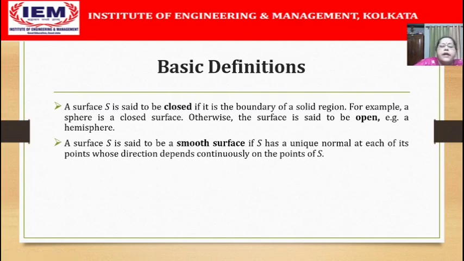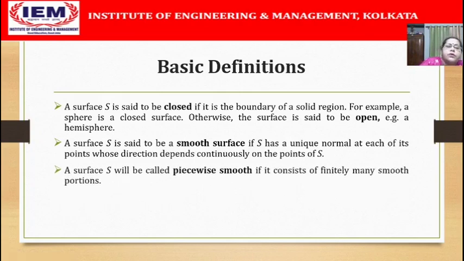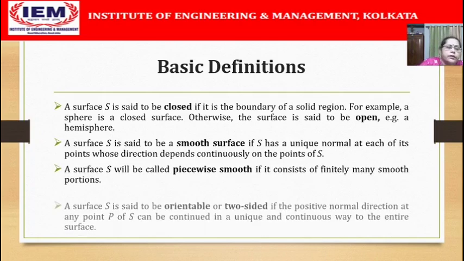Next, a surface S is said to be a smooth surface if it has a unique normal at each of its points whose direction depends continuously on the points of S. Next, let us see what is a piecewise smooth surface. So if the surface consists of finitely many smooth portions, it is called piecewise smooth.